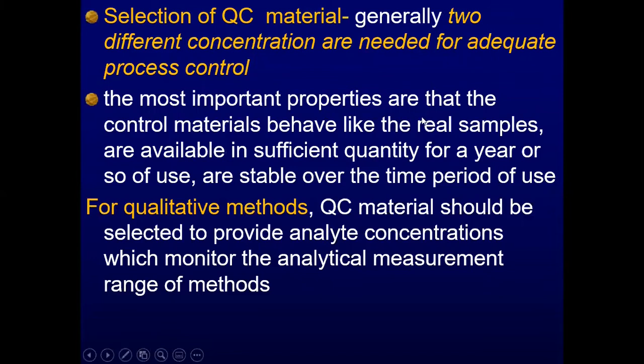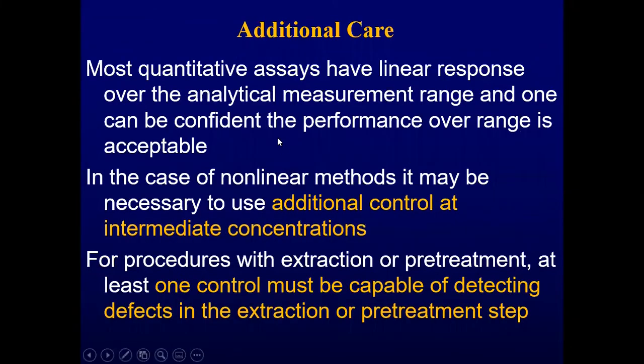The most important property is that the control material should behave like a real sample. That is, its matrix should be similar to the patient sample. For quantitative methods, QC material should be selected to provide analyte concentrations which monitor the analytical measurement range of methods. Most quantitative assays have linear response over analytical measurement range, and one can be confident about the performance over range.